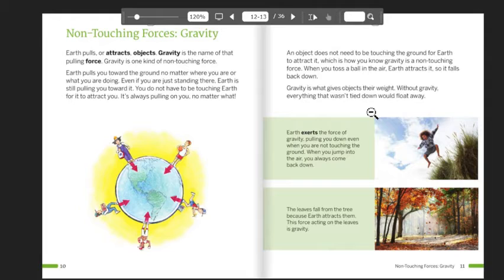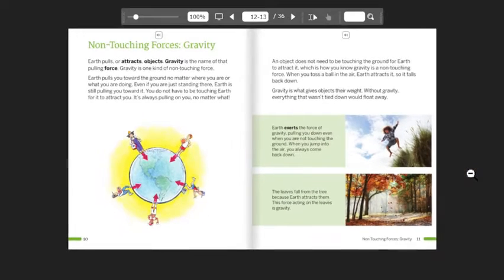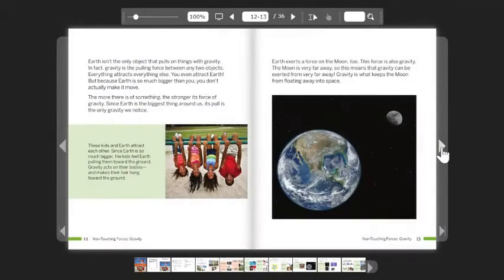When you jump into the air, you always come back down. The leaves fall from the tree because Earth attracts them. This force acting on the leaves is gravity. So everything in the air falls back down to the ground. And that's because there's a force in the air called gravity. Let's turn the page and keep going.